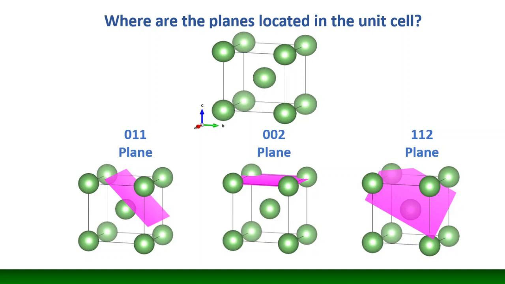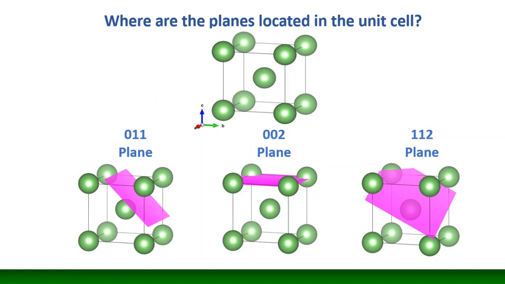So like the plane 011 would be located this way, diagonally, cutting the C and B axes. Then the plane 002 would be the upper face of the unit cell. In general, when thinking about a cubic unit cell, people tend to represent the faces as 001, 100, 010, bar 100, 0 bar 1 0, and 00 bar 1. That's how people represent the six faces.